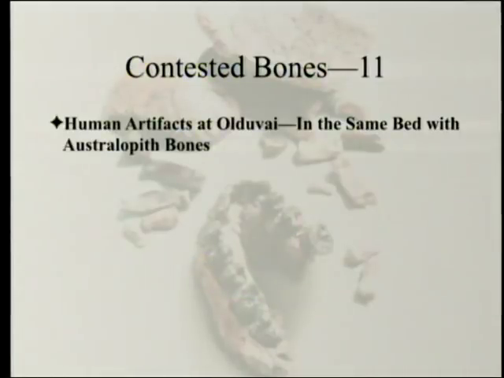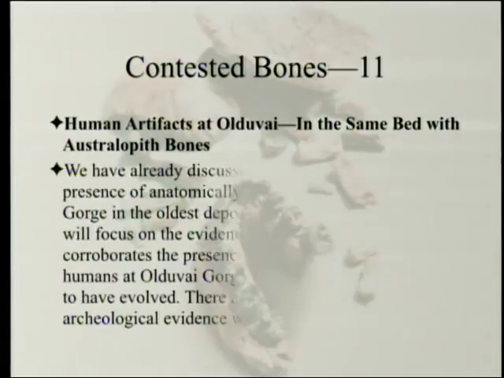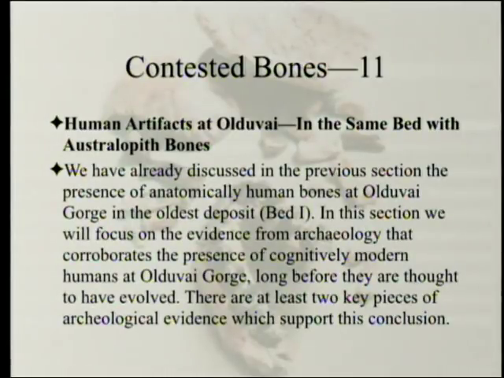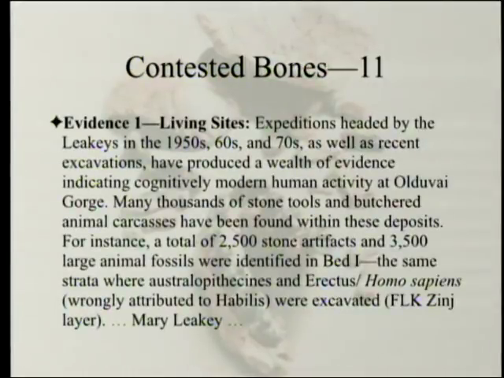Skipping over a little further, human artifacts at Olduvai in the same bed with Australopith bones. We've already discussed in the previous section the presence of anatomically human bones at Olduvai Gorge in the oldest deposit, Bed 1. In this section, we will focus on the evidence from archaeology that corroborates the presence of cognitively modern humans at Olduvai Gorge long before they are thought to have evolved. There are at least two key pieces of archaeological evidence which support this conclusion. Evidence one is living sites.